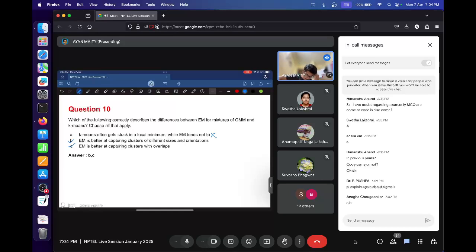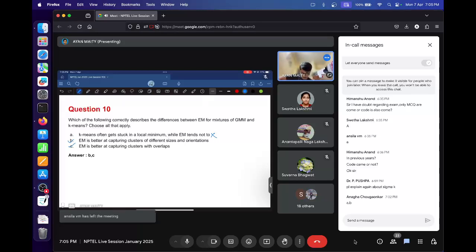The second option says EM is better at capturing clusters of different sizes and orientations, which is correct. We also discussed in one of the questions in this live session that if you increase the number of clusters, or the value of K, you can better fit the data points. So you can use a different number of clusters so that you can fit the exact data distribution, but K-means cannot do that. K-means does not find clusters of different sizes or orientations because of its Euclidean distance measure.